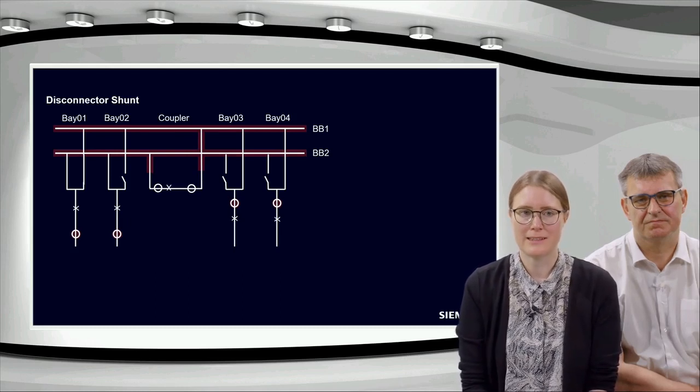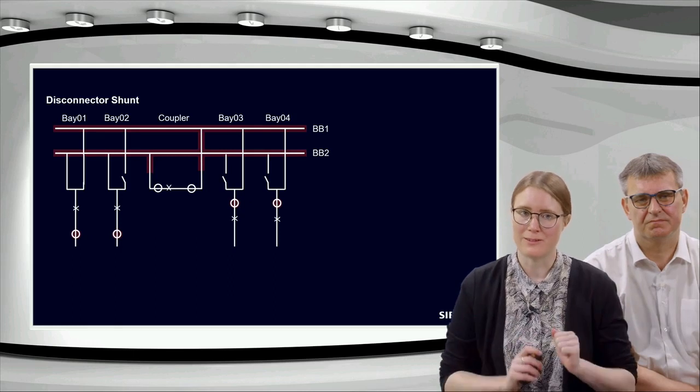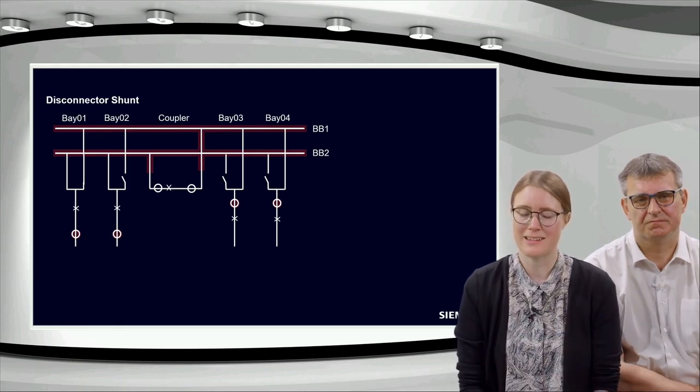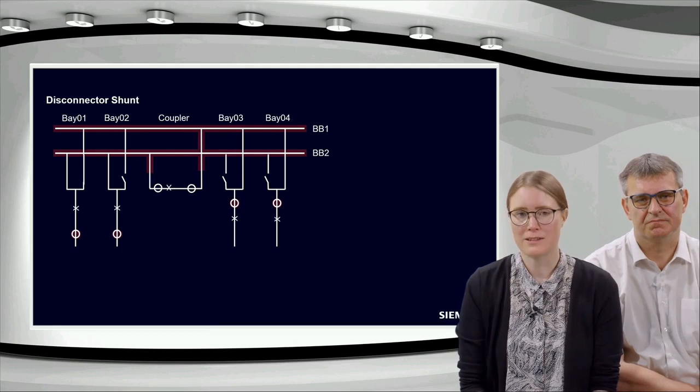So here in this example in bay 1, both disconnectors are closed. And under these conditions, it is no longer possible to trip the two bus zones selectively. So here it is like one overall zone. And in this case, it is all colored in red because the preferred system here is busbar 1.